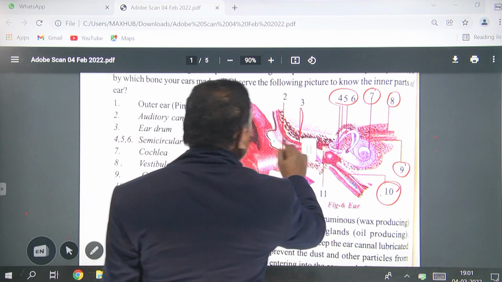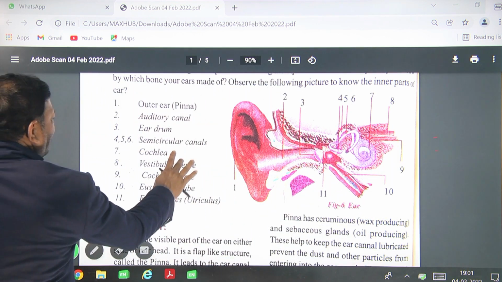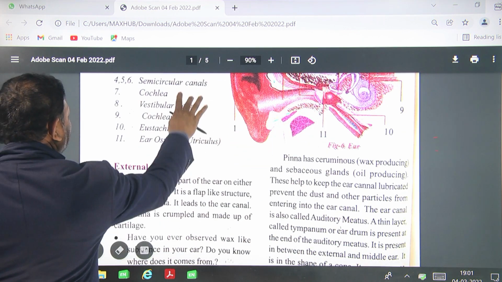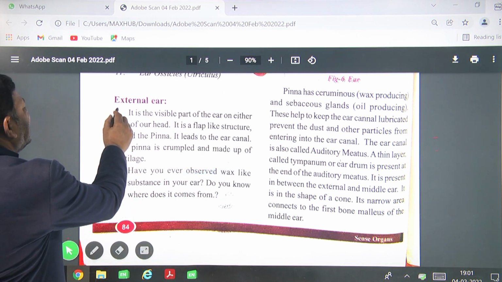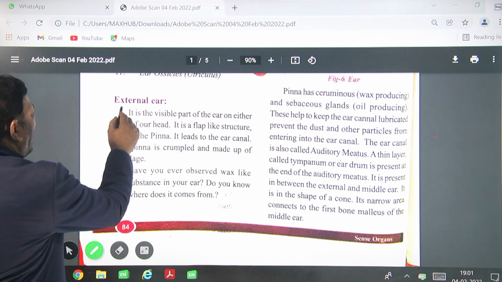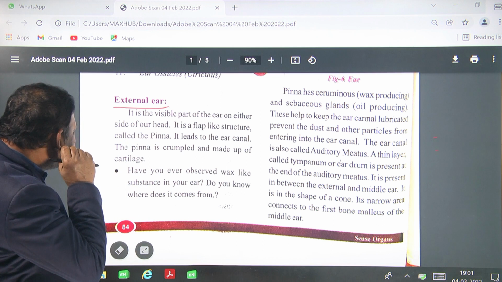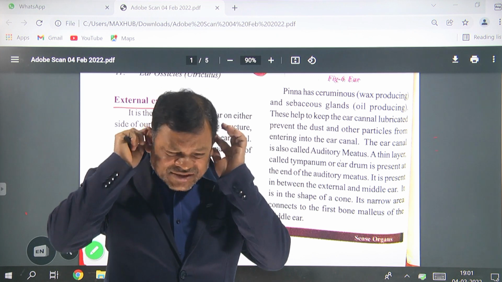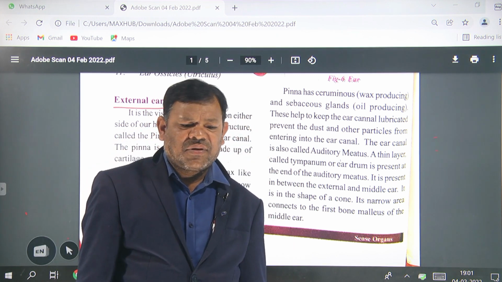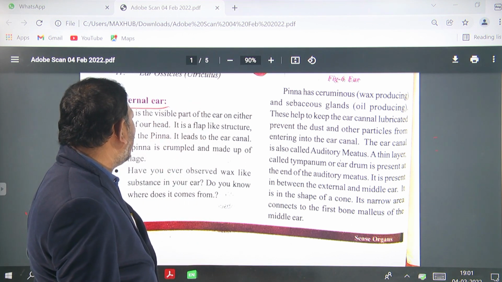Now coming to the point, did you understand the labeling? Now we can study the external ear. The external ear is also known as the outer ear, also known as the pinna. The external ear is the visible part of the ear on either side of our head. This is visible, no? Yes.